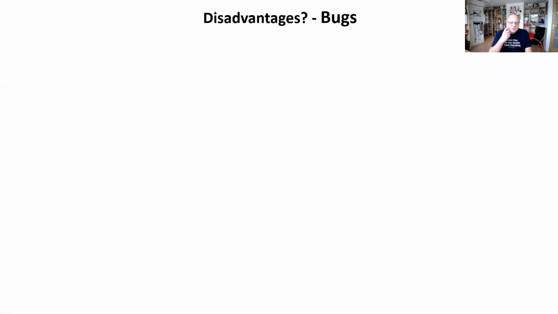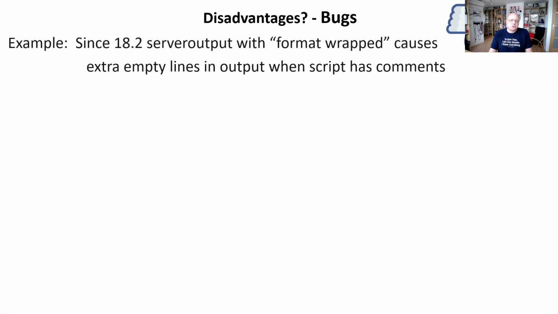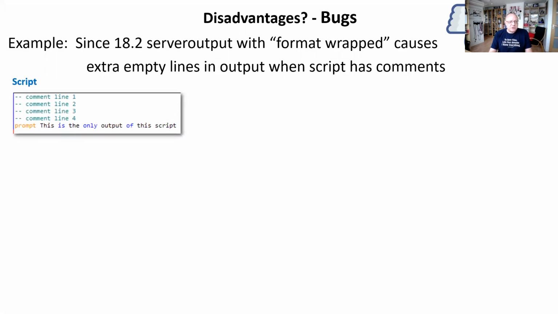The first one: there are bugs. It's the one I hear most frequently. People say, I'm not using SQLcl because it's got bugs. And I have to admit, it's true. This is an example. It's definitely not the only one, but it's an example. Since 18.2, when you use server output with format wrapped, then if your script has comments, the output has extra empty lines. For example, this script, 4 commands and 1 prompt.